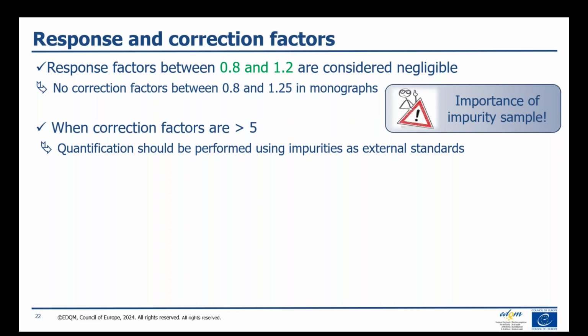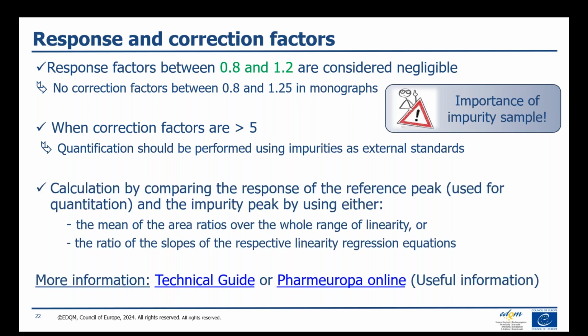So it is also the reason why for us it is really important that we also get samples of all impurities during the development of the method, so that we can really check the response factor of each impurity. You can find more details on how we calculate the correction factors in the technical guide. The technical guide is available on the EDQM website, and there is also the link here on the slide.